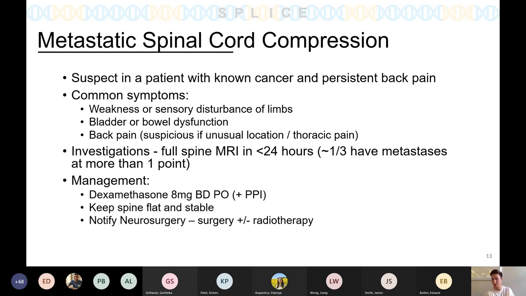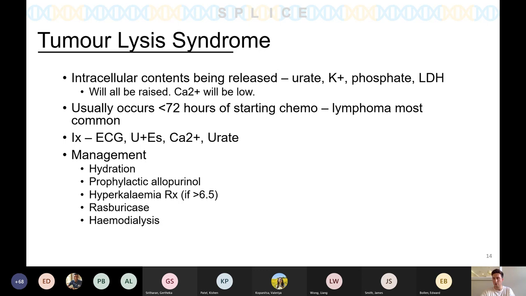Another emergency to be aware of, or know a bit about, is tumor lysis syndrome. This occurs due to the destruction of a tumor or tumor cells by chemotherapy. It causes the cells to die, split open, and essentially release all their intracellular contents. So these are your electrolytes like potassium and phosphate, and nitrogenous products like urate, and lactate dehydrogenase. And these will get released into the blood, often in high quantities.